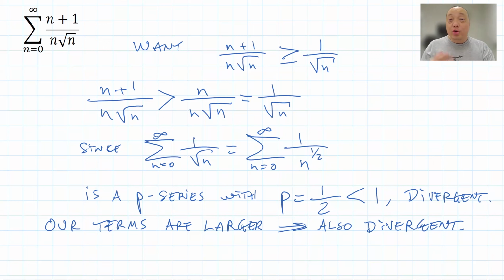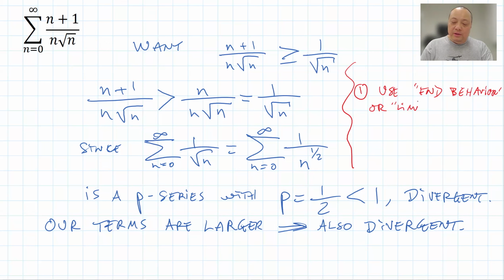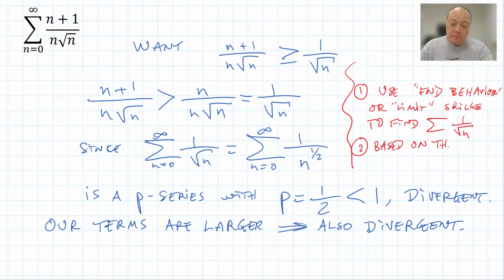Before I move on, let's go back and see what I did. Number one is I use the end behavior or limit skills to find the series I want. That's the series I want to compare with. Number two is, based on that, I figure out the inequality I'm looking for. I knew that this inequality is what I want.